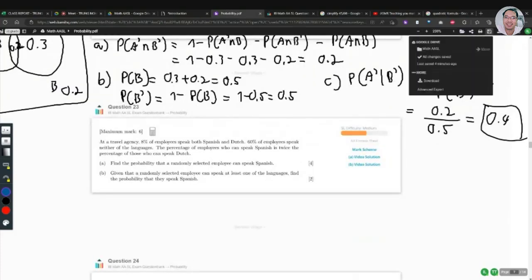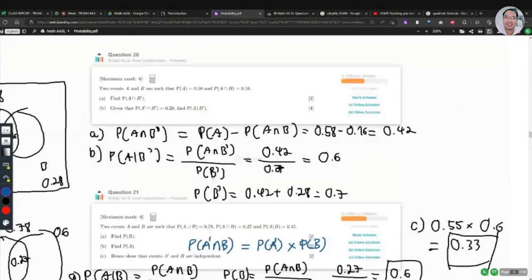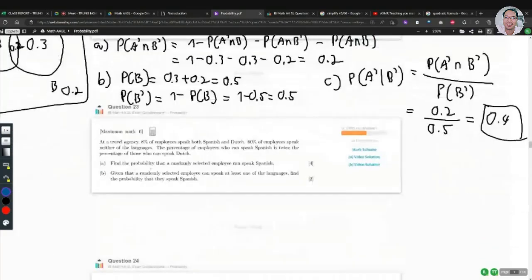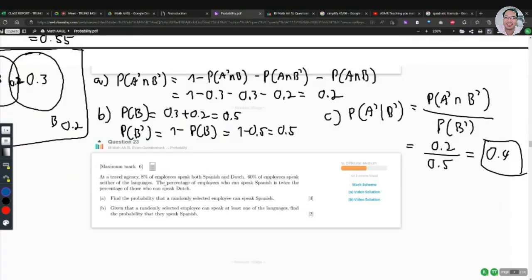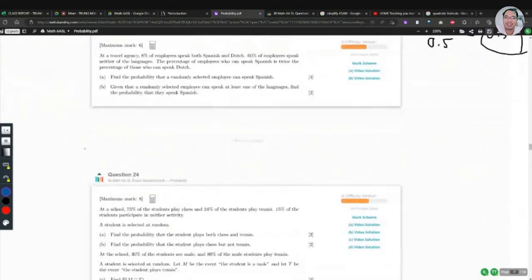Okay. One more question, because it looks a little bit different from what we've done, just like numbers. Now we have a statement, a real word problem, instead of just a theoretical thing. All right. At a travel agency, 8% of employees speak both Spanish and Dutch. 60% of employees speak neither of the languages.